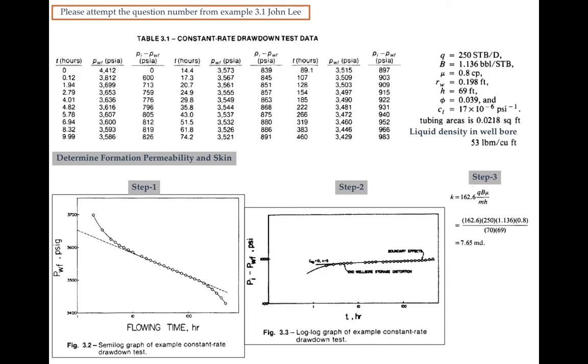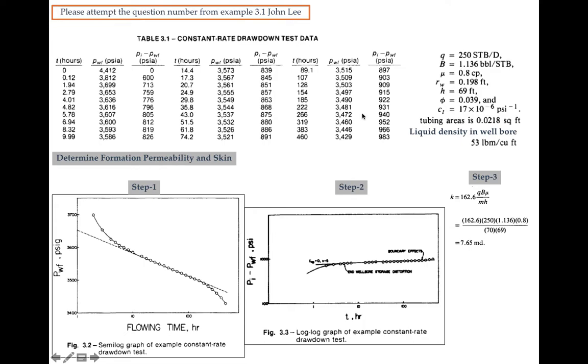So the data which is there in table 3.1 I brought up here. Here you can see that time and pressure are given, right? So the pressure drawdown with time is given. These are the various other properties which need to be used in this particular solution. So what you have to do here is estimate the formation permeability and the skin. Also, you have to find out the pore volume.